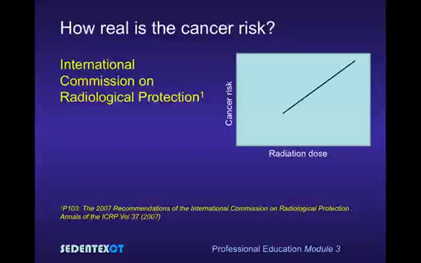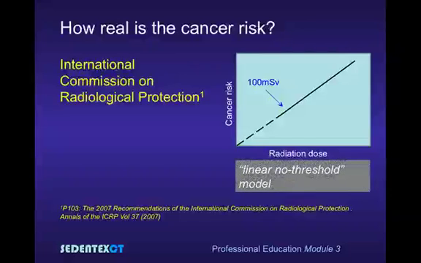The relationship between cancer risk and radiation dose is believed to follow a straight line. However, evidence for this straight line relationship is quite weak for low dose exposure to radiation, particularly where we're dealing with doses below the level of 100 millisieverts. The International Commission on Radiological Protection does, however, recommend that we should assume a straight line relationship persists down to 0. This is called the linear no-threshold model.